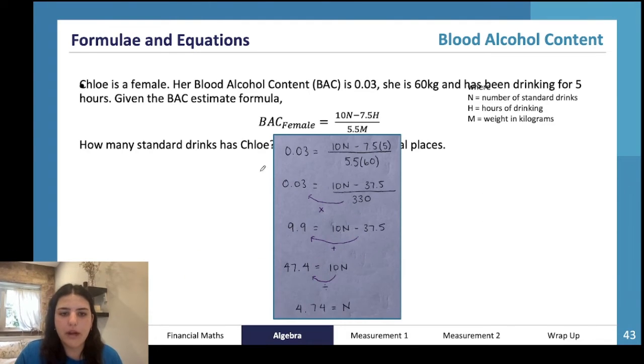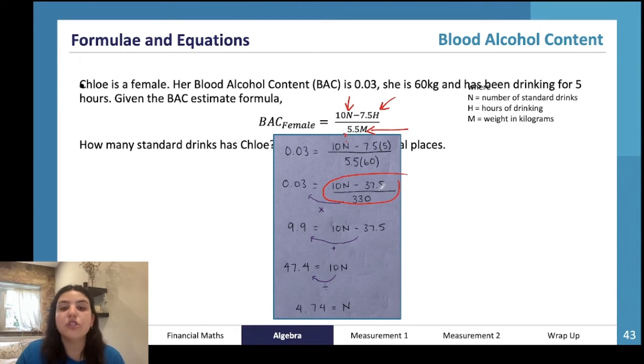So here's how we would work that out. We have 10 times the number of standard drinks minus 7.5 times the hours that she's been drinking, and then 5.5 times her mass, which is her weight. So we do 0.03 equals, because we're trying to find the standard drinks, 10n, because we don't know that, that's our question, minus 7.5 times the 5 hours over 5.5 times 60 kilos. And we end up with this formula here.